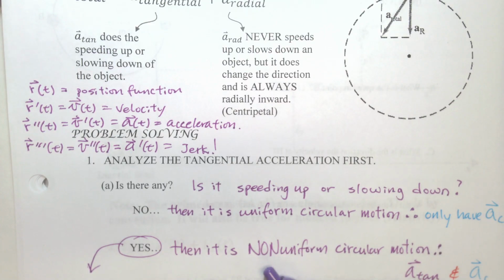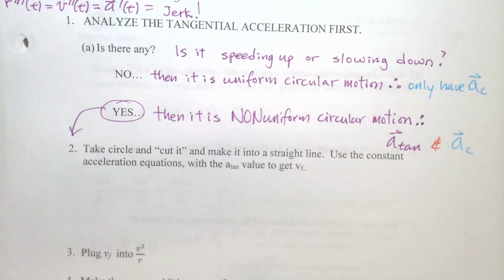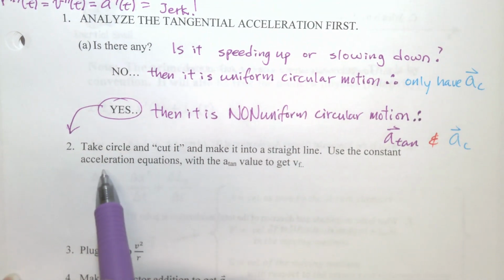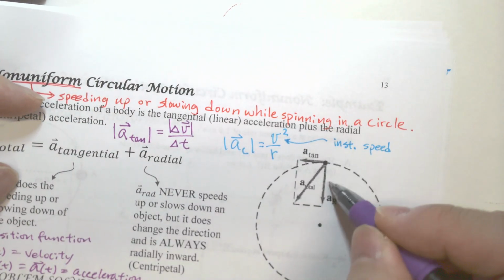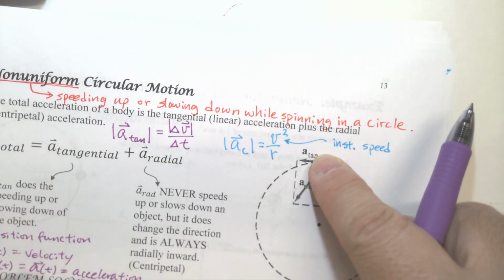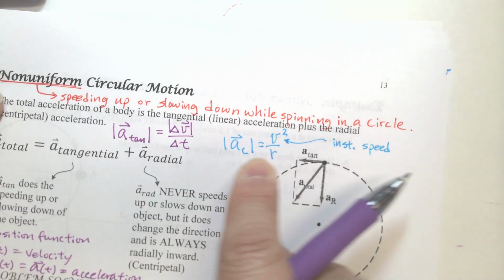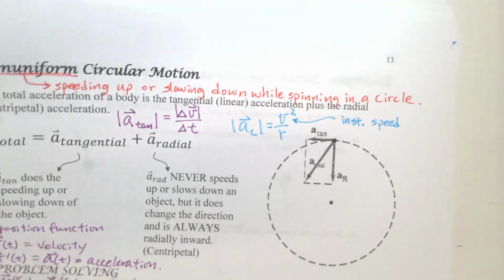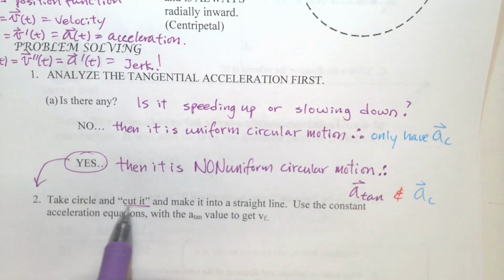All right. So if this happens, where we have both of these, then here's what you should do. Take the circle and cut it. So, cut the circle. Okay? And then open the circle up and straighten it out. So it's like one nice straight line. Cut it and make it into a straight line.